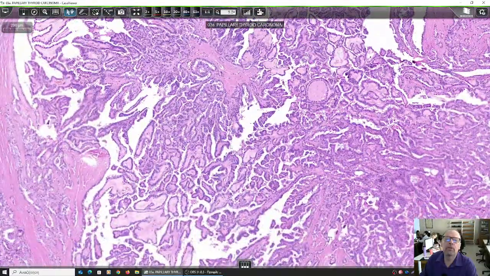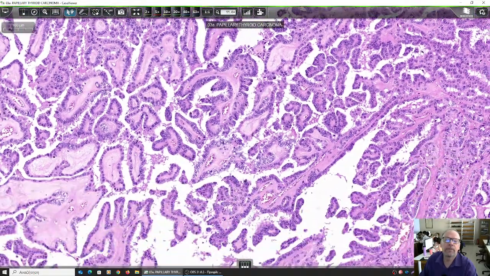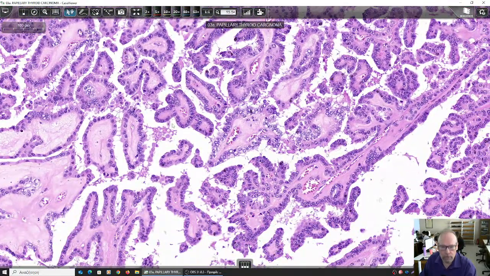Here it forms all these papillae, which are true papillae. And why do I call them true papillae? Because of their fibrovascular stalks. The fibrovascular stalks. You see? This is the capillary and this is the connective tissue. So these are true stalks, true papillae. So this is the architectural pattern of classic papillary carcinoma, under the condition that I can always define nuclear features of malignancy.